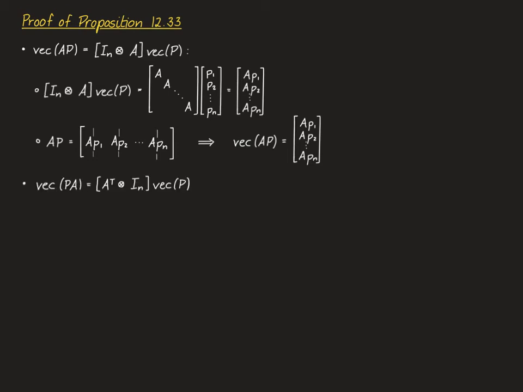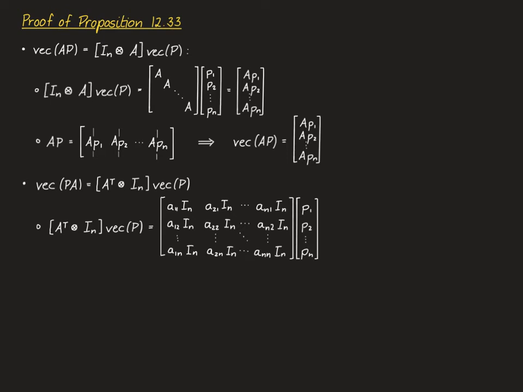For the second statement, we have to show that the vectorization of PA is equal to the Kronecker product of A transpose with In times the vectorization of P. On the one hand, the Kronecker product of A transpose with In is by definition equal to this big matrix, and the vectorization of P is the stacked up column vectors of P. And therefore, by the basic definition of a matrix vector multiplication, the product of this Kronecker product with the vectorization of P is given by a large vector consisting of stacked up smaller vectors, where the smaller vectors are given by sum over i from 1 to n, a_i1 p_i, sum over i equals 1 to n, a_i2 p_i, and so on, down to sum over i equals 1 to n of a_in times p_i.